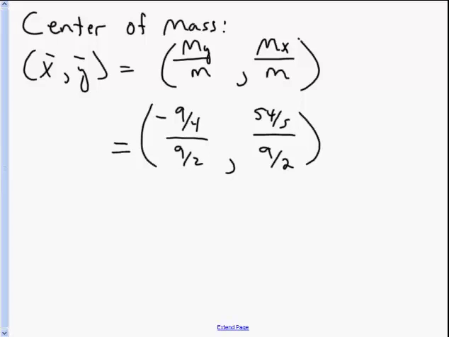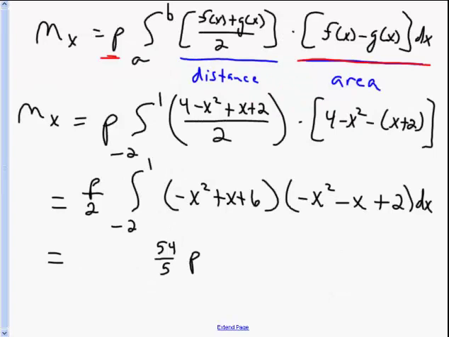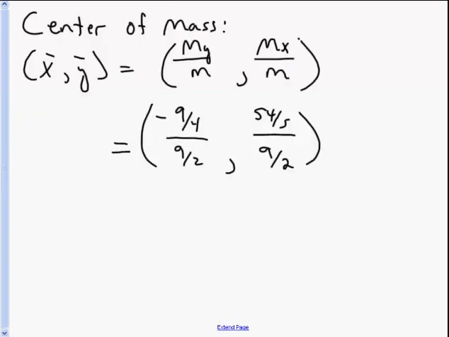And again, if you think about that for just a second, if you go back to where we talked about our moments about the x-axis, then all of these distances that we had, those were our y values. So since those were all our y values, then down here in our formula, to get that center of mass for our y value, we want to use our distances for our y values, which ended up being our moment about the x-axis. So think about the distances, and that'll help you with your formula there.